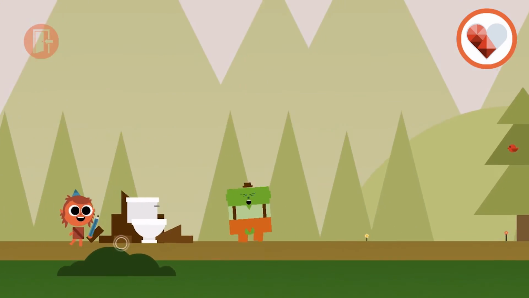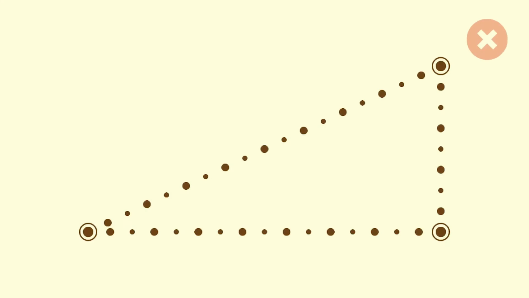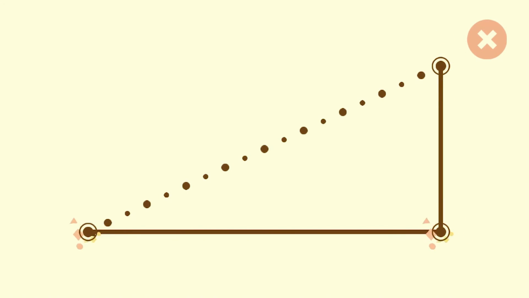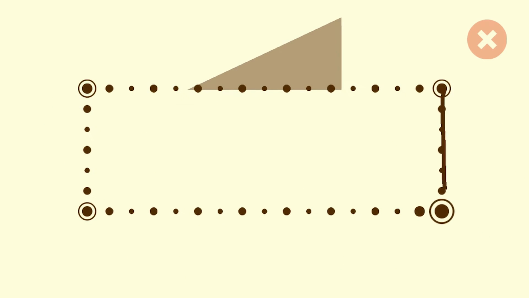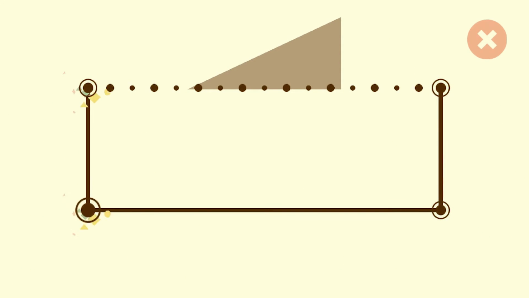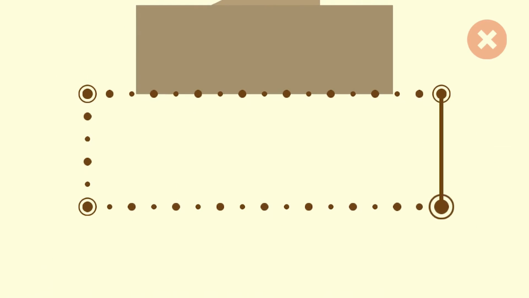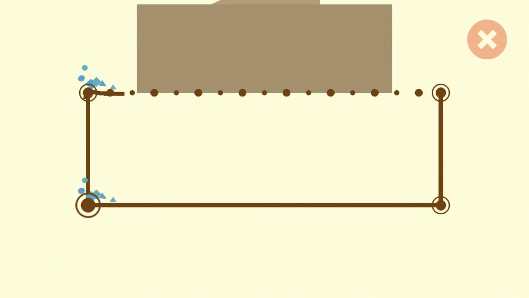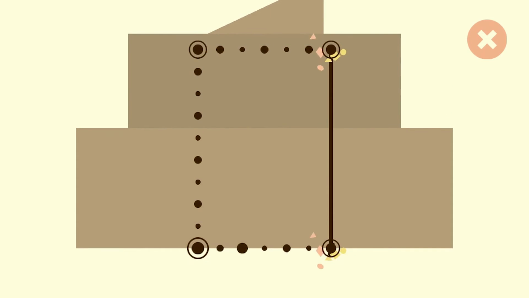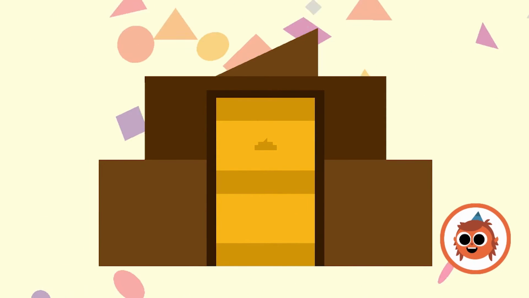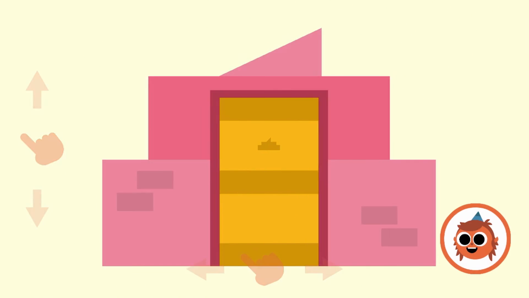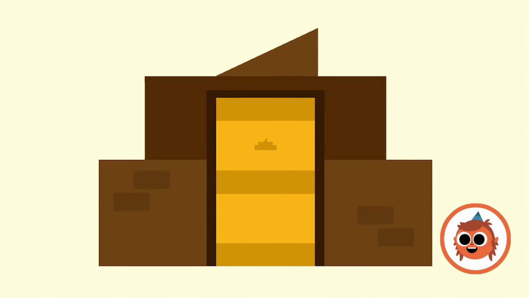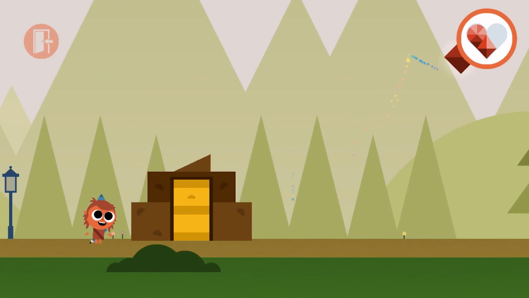Oh, looks like someone's in big trouble here. Let's start with a brown triangle. And then a brown rectangle. And another brown rectangle. And a door? What are we drawing here? I think we just built a toilet. But what colour should it be? There we are. I think that's pretty good, don't you?